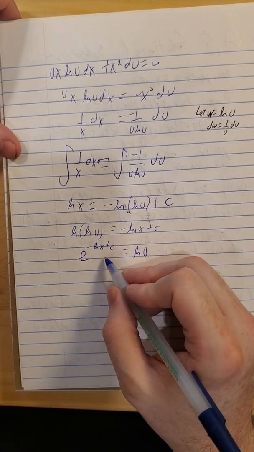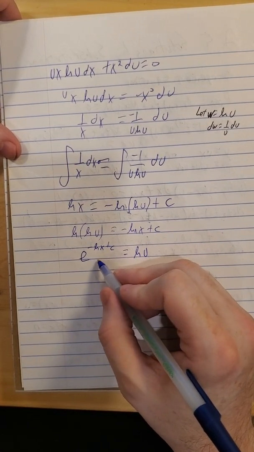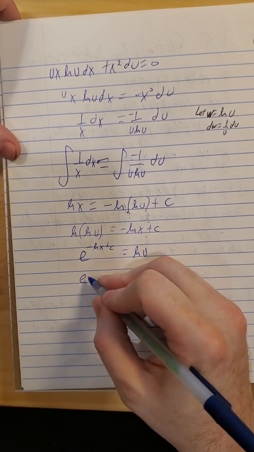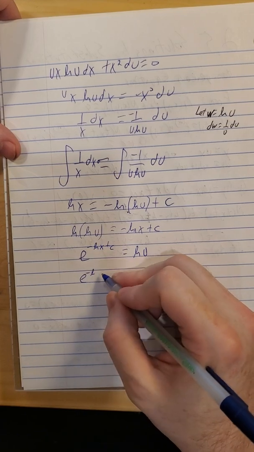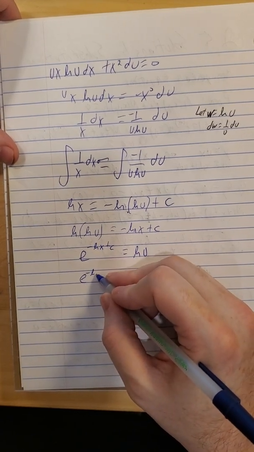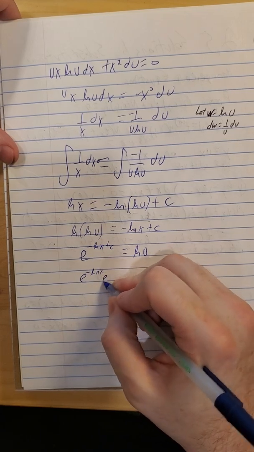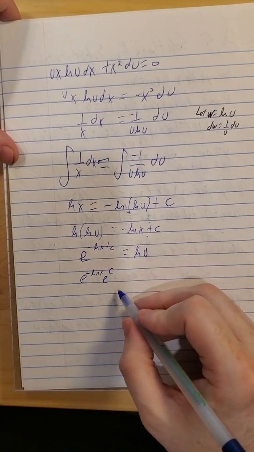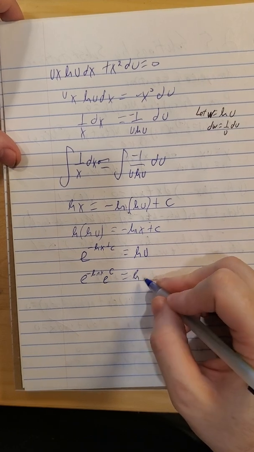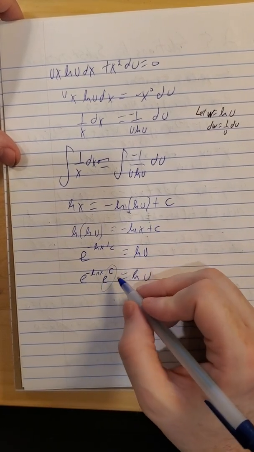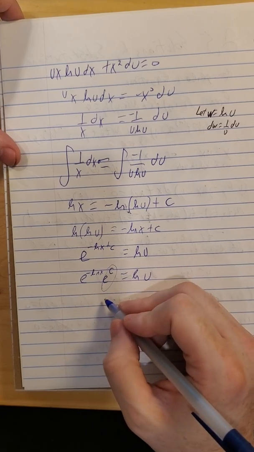So plus e to the c, adding in the exponents, that's basically saying that we are multiplying with the same base. So this is equivalent to saying e to the minus natural log of x times e to the c is natural log of u. E to the c, we have just some other c.